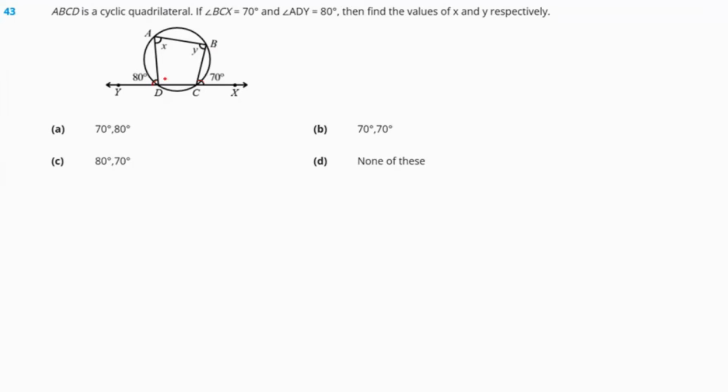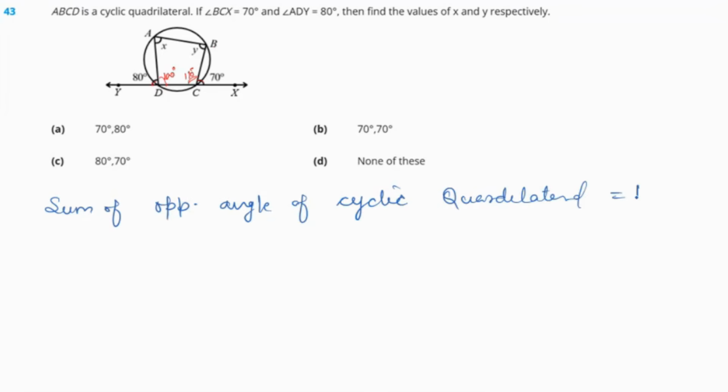Since this angle is 80 degrees, this angle needs to be what? 100 degrees. And since this angle is 70 degrees, this angle needs to be 110 degrees. Correct. And since it is a cyclic quadrilateral, because it is inside the circle, we already know the sum of the opposite angles of a cyclic quadrilateral is always equal to 180 degrees.